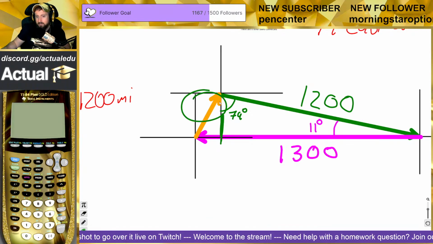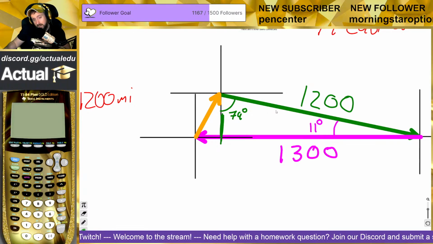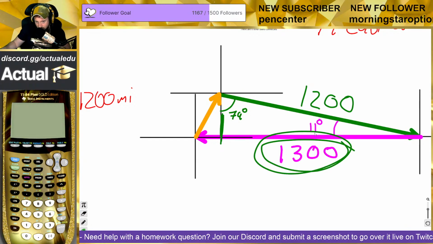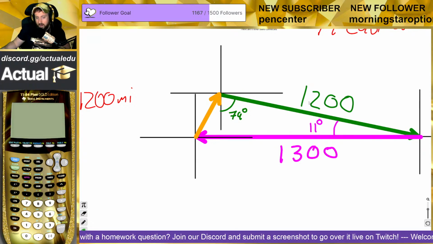Well, angle, side. Oh, I know what I can do. Angle, side, angle, side. Right, okay. Then I can get the side, and once I have the side, I can get the angle. Yeah, that's what I can do.